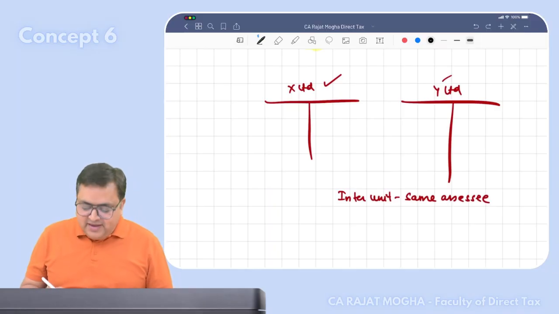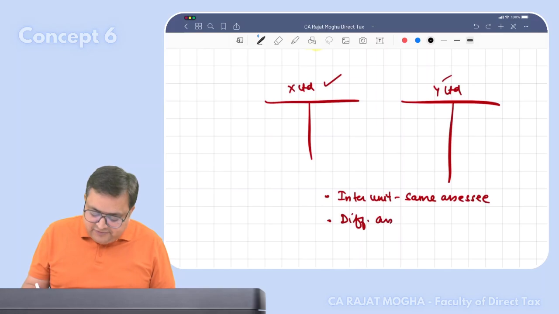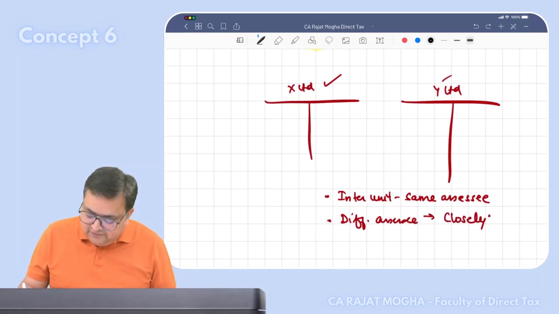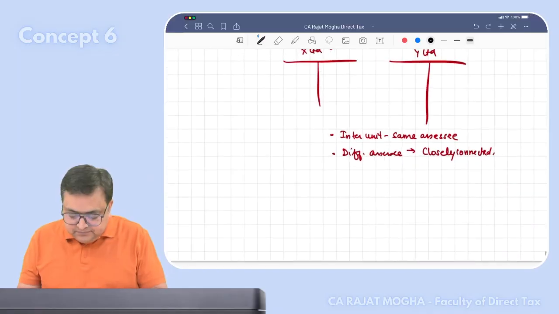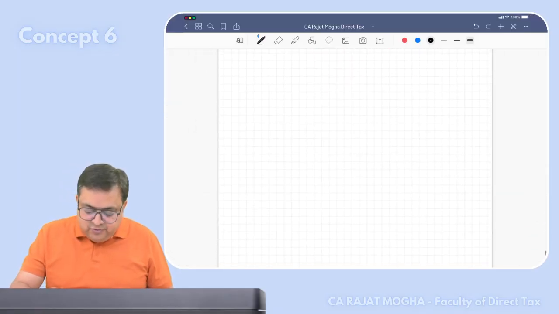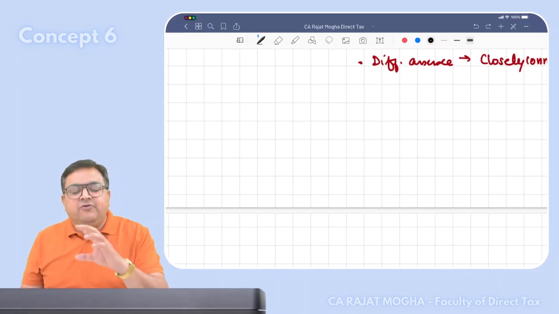Okay. And it can be with different assessees also. But if they are closely connected with each other, then this transaction would be attractive. Also, we know now there are some new companies, right? Those who can claim, those can take the benefit of 115 BAB.